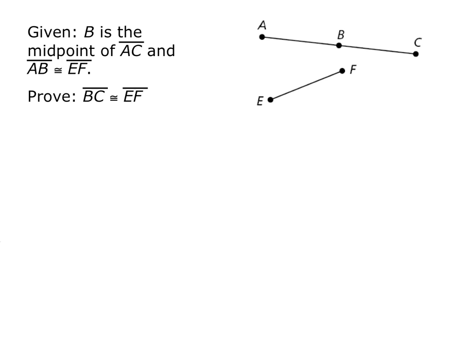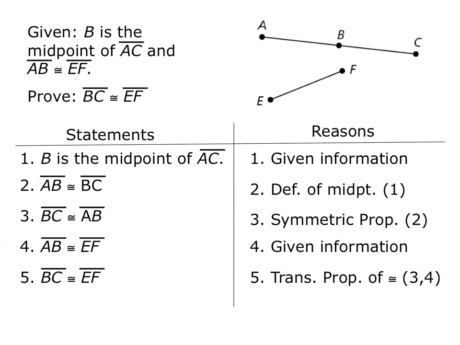Okay, now I'm going to show you the proof, and it's going to be in two columns. There's a left-hand side that has the statements. There's a right-hand side that has the reasons. Okay, we're going to try and see if we can follow the ideas and understand the difference between a statement and a reason. Okay, the statements, notice that those are some math facts. Okay, so the first statement says B is the midpoint of segment AC. And look what the reason is. The reason is that it was given.